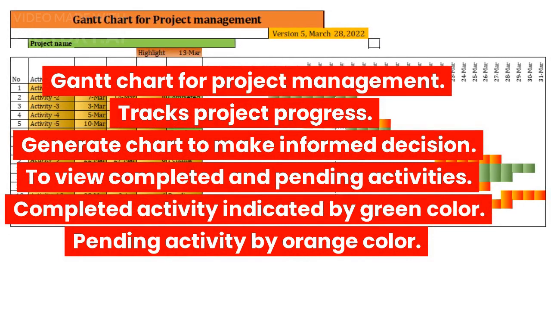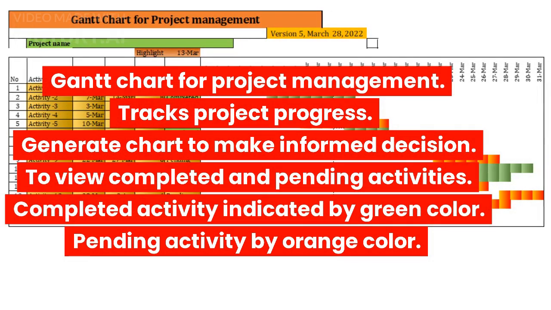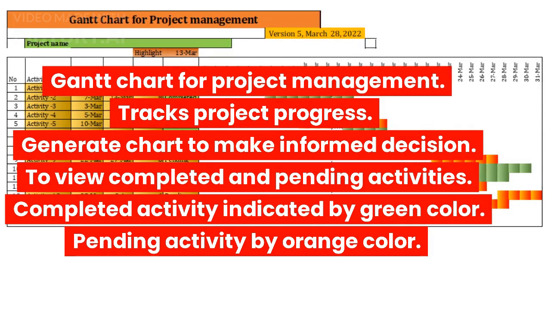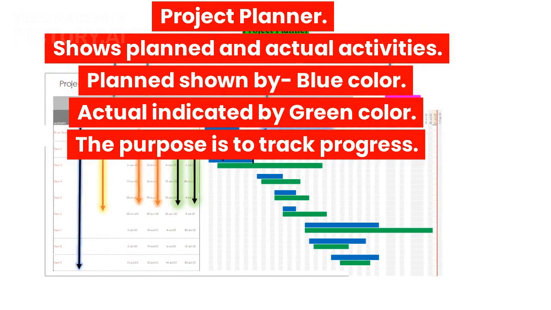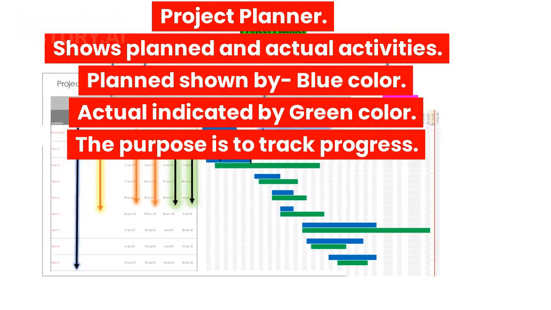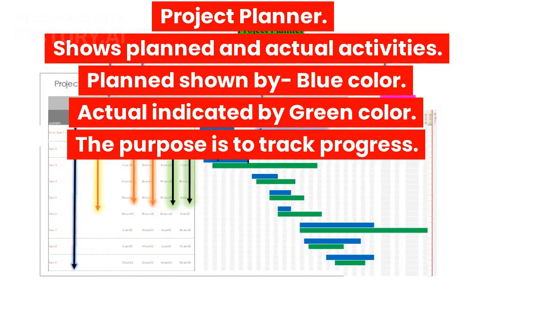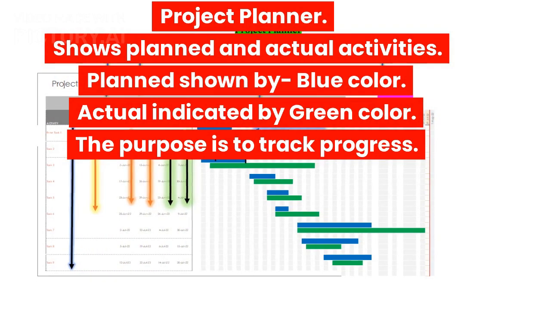To view completed and pending activities. Completed activity indicated by green color. Pending activity by orange color. Project planner. Shows planned and actual activities. Plan shown by blue color. Actual indicated by green color. The purpose is to track progress.